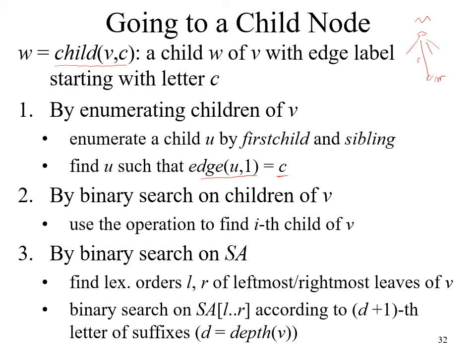Then the second algorithm is that instead of enumerating all children, we do a binary search using the operation to find the ith child of V. We can do this in constant time, so we can do a binary search. And the last algorithm is a binary search on the suffix array.